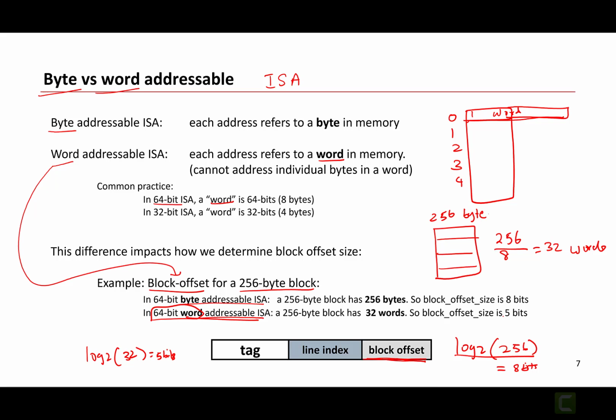So for the same block size and the same address size, 64 bits, I can end up with two different block offset sizes depending on whether it is word addressable or byte addressable. That's something to keep in mind when you are parsing through the cache problems.